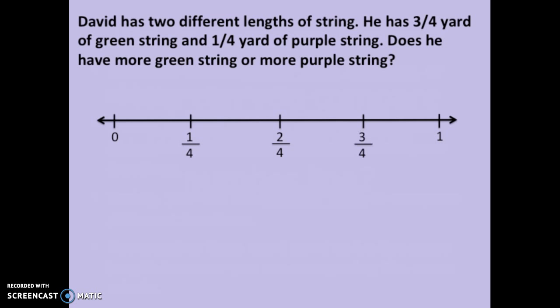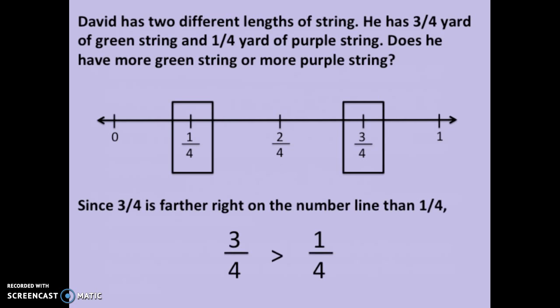Let's find 1/4 on the number line. I put a little box around it, and let's find 3/4 on the number line. Again, I put a box around it. Since 3/4 is farther right on the number line than 1/4, 3/4 is going to be greater than 1/4.